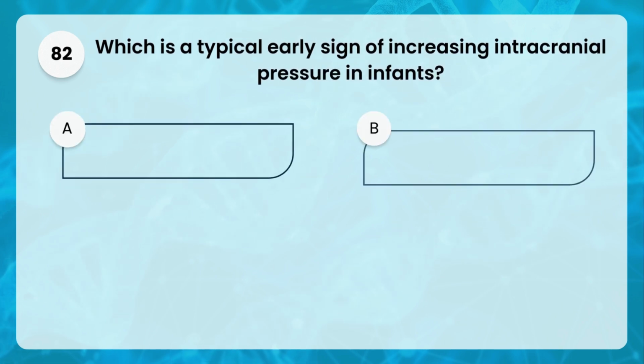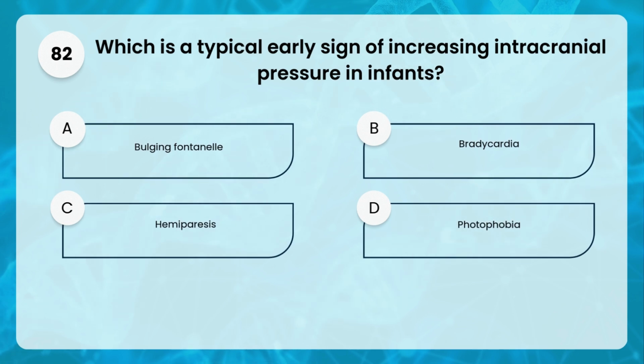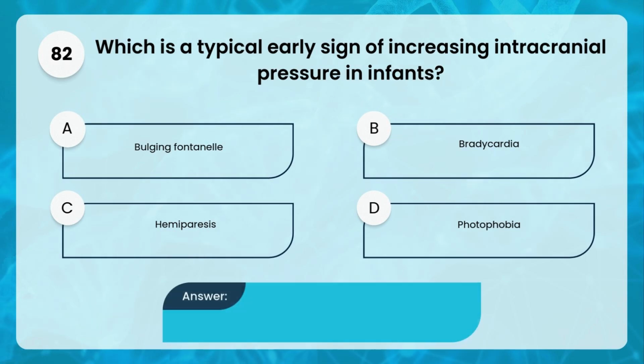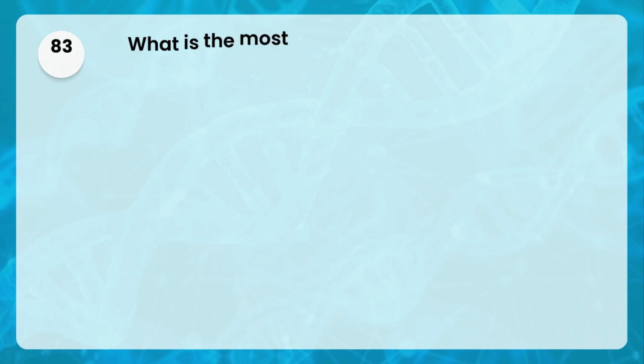Number 82. Which is a typical early sign of increasing intracranial pressure in adults? A. Bulging fontanelle. B. Bradycardia. C. Hemiparesis. Or D. Photophobia. The answer is A. Bulging fontanelle. Number 83.